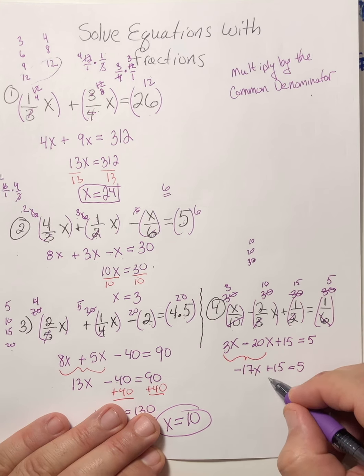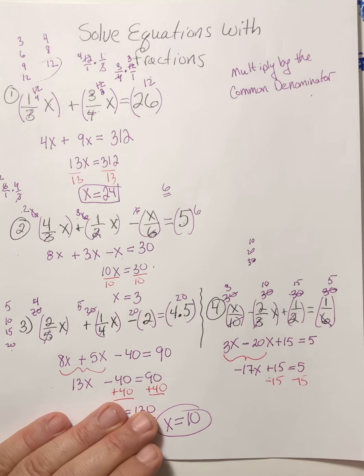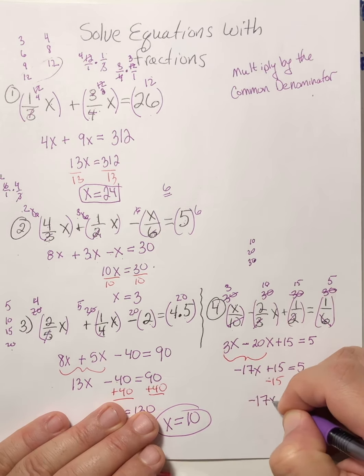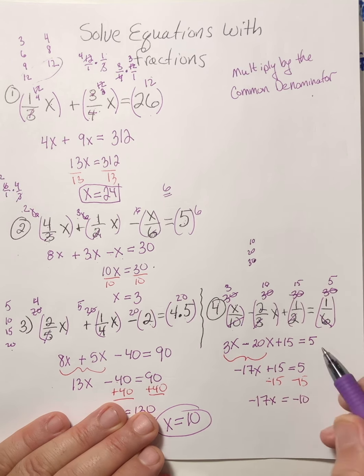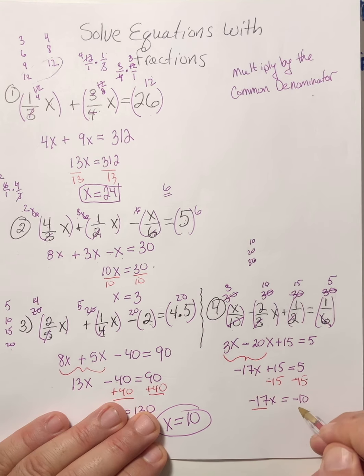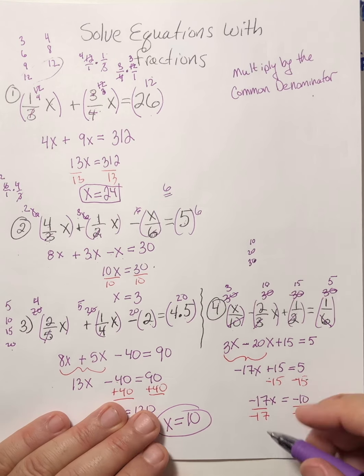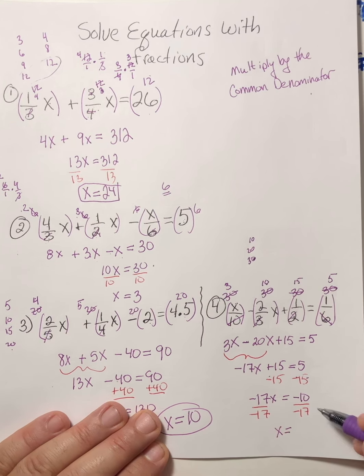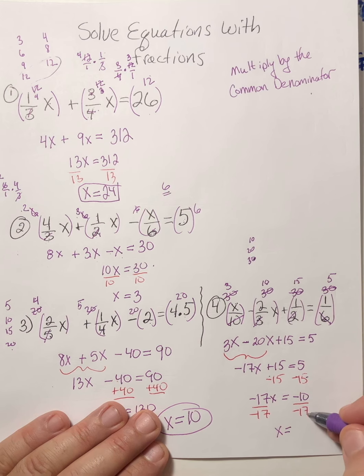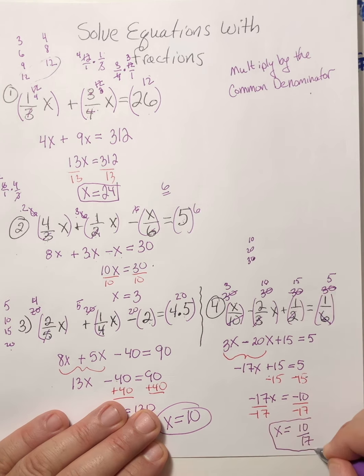And now I just have to subtract 15. So I have negative 17x equals a negative 10. 5 minus 15 is negative 10. And now all I have to do is divide by negative 17. So x equals, and can 17 and 10 reduce? Does 17 go into 10? No. Can I reduce? No. Just don't have a double negative. So we have a positive 10 over 17 as our final answer. It's a fraction. Who cares?